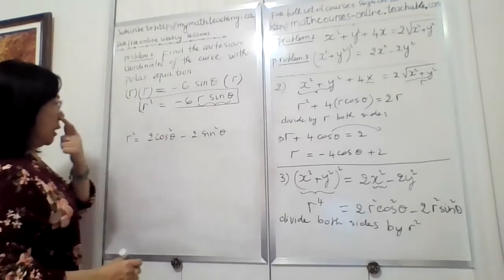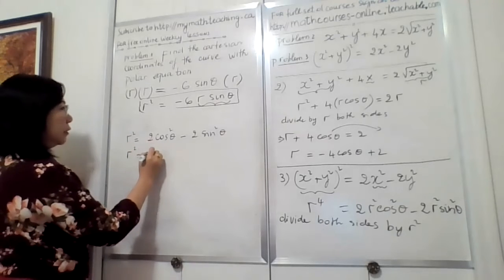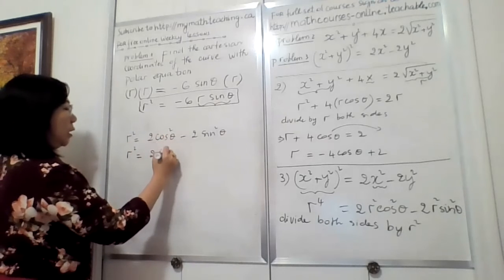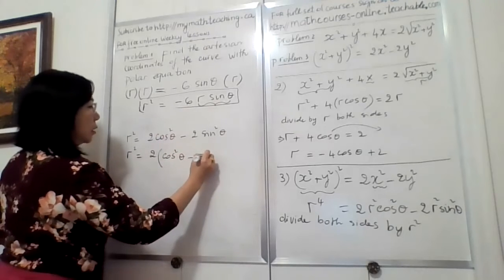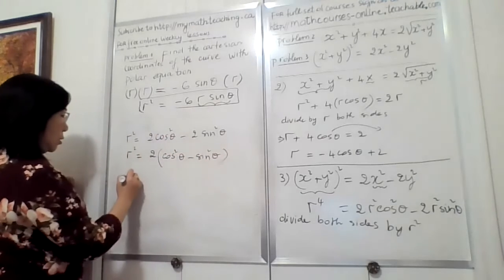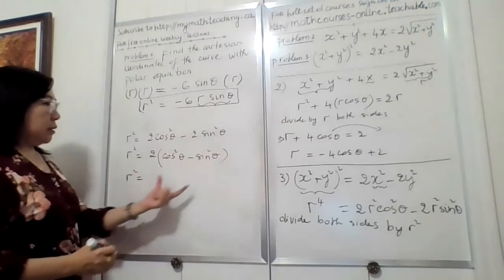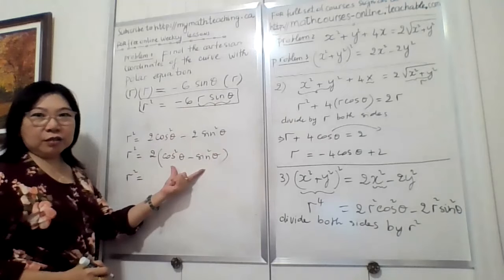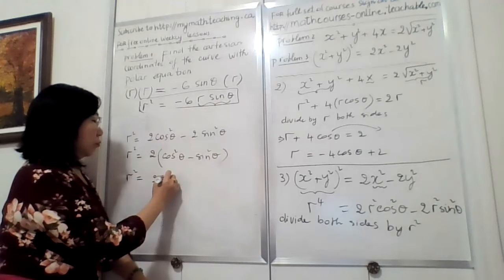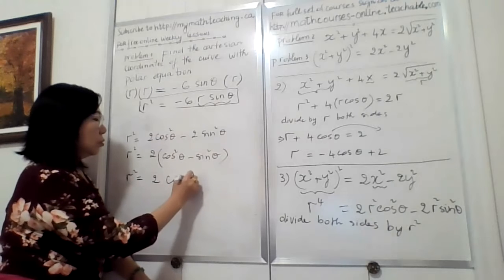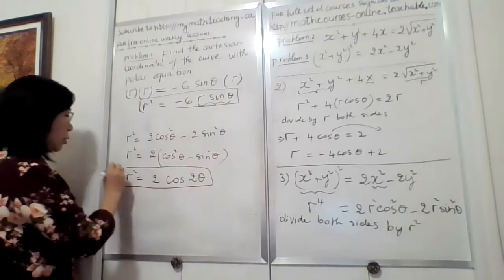So now at this point, I'm almost done. I'm going to factor out the 2, and I have cos squared theta minus sine squared theta. So now, remember the trigonometric identity. This will become 2 cos 2 theta. And this is my polar equation form.